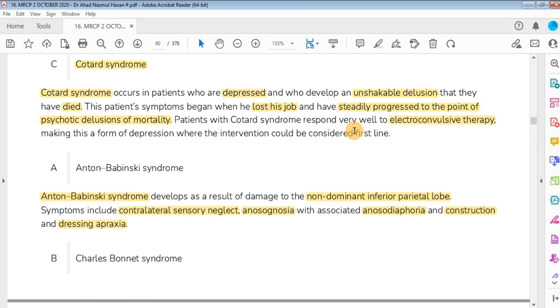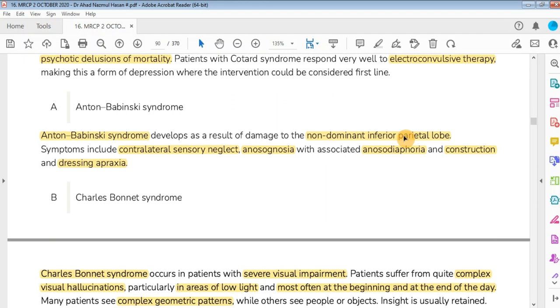Anton-Babinski syndrome develops as a result of damage to the non-dominant inferior parietal lobe. So parietal lobe, inferior portion, non-dominant. Symptoms include contralateral sensory neglect, anosognosia in association with anosodiaphoria, and constructional and dressing apraxia.